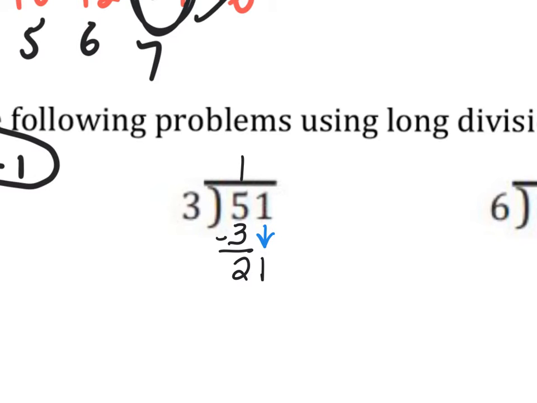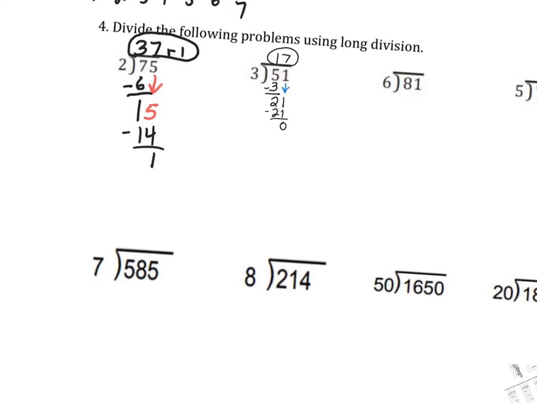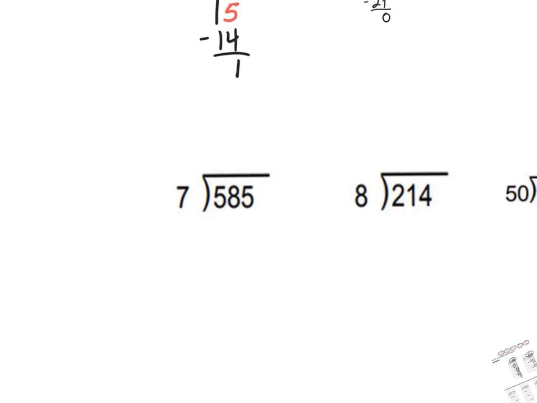How many times does 3 go into 21? Or what's 21 in this case divided by 3? Remember, factors and divisors. 3 goes into 21 7 times for 21, and we have no remainder, so the quotient is 17. Okay, let's go down and do another one.